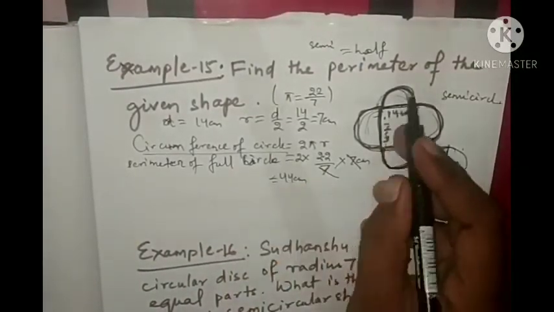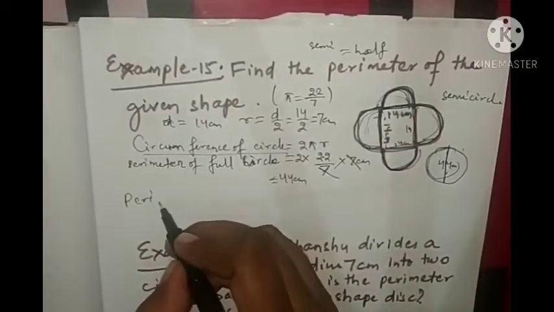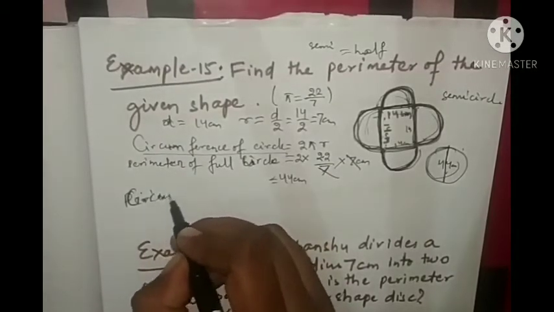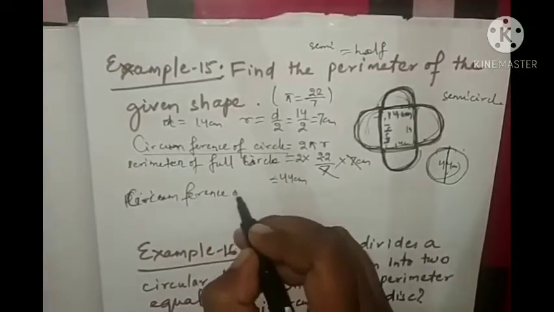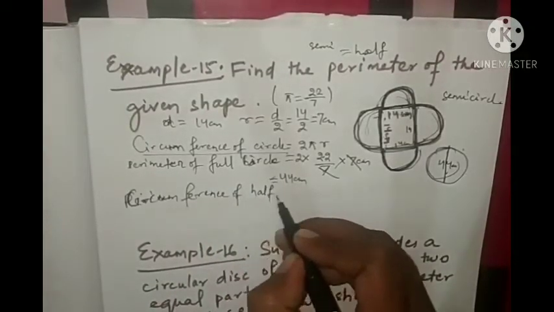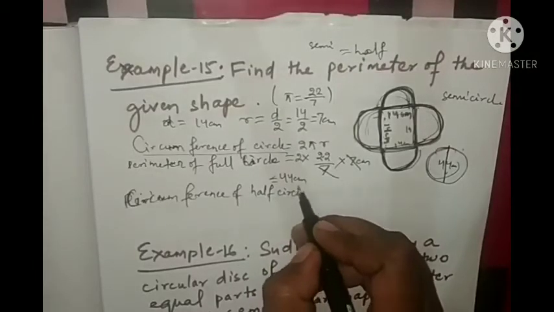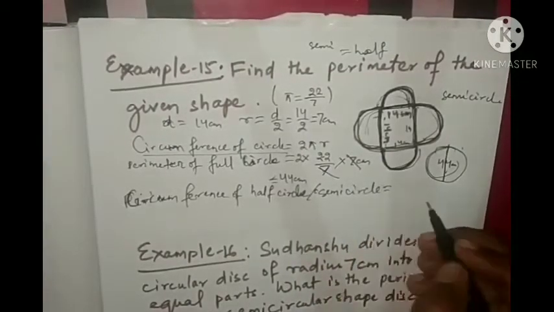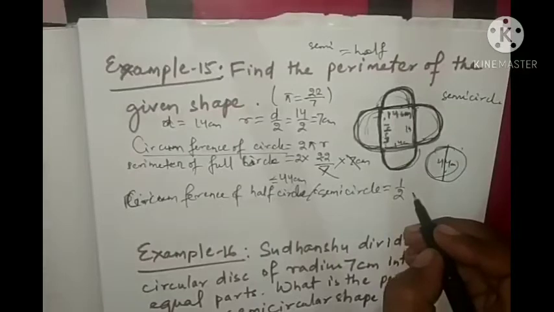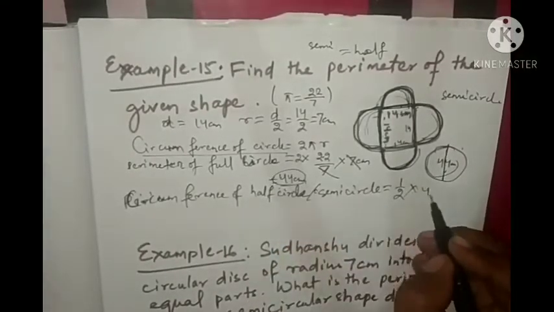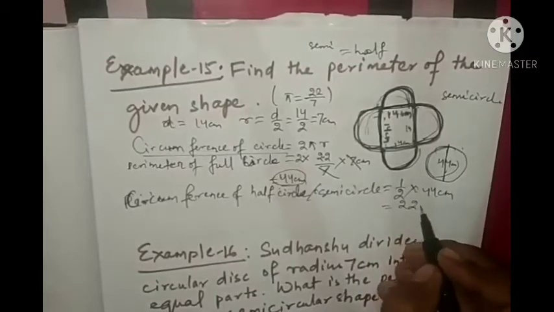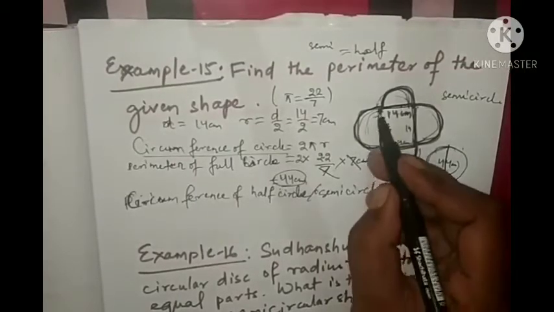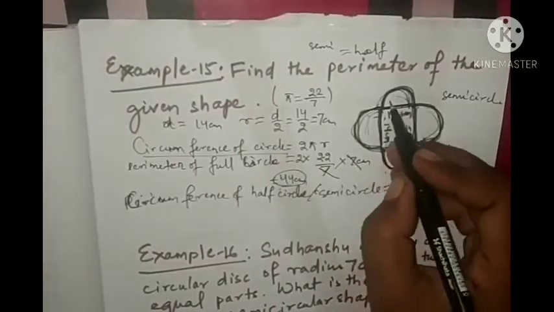Okay, so now we'll get the perimeter, or you can say not perimeter, circumference of half circle or semicircle. Half circle or semicircle is equal to how much? Half into 44 centimeter equal to how much? 22 centimeter. So circumference of one semicircle is 22 centimeter.